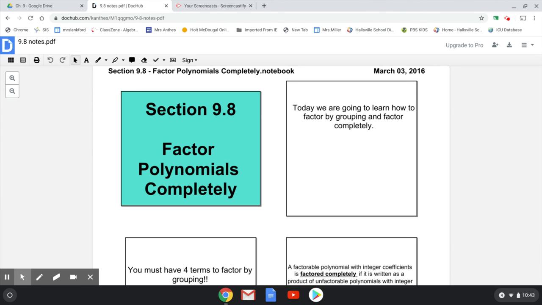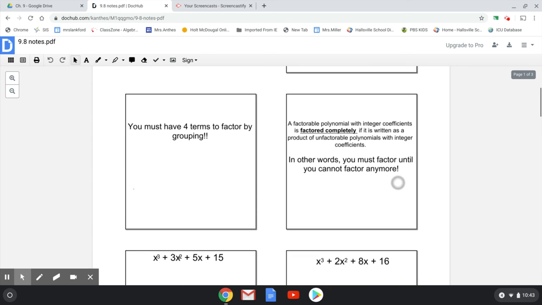All right, so we're going to do section 9.8, which is factoring polynomials completely. What we're going to be doing is basically combining all of the different ways we know how to factor and putting them into one section. So remember, if you have four terms, you have to factor by grouping.